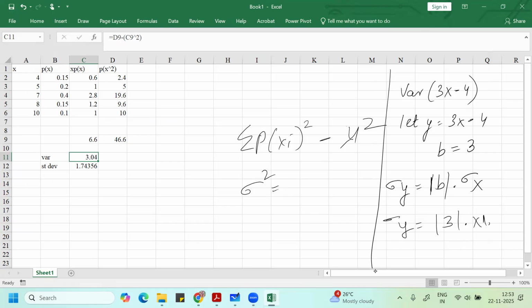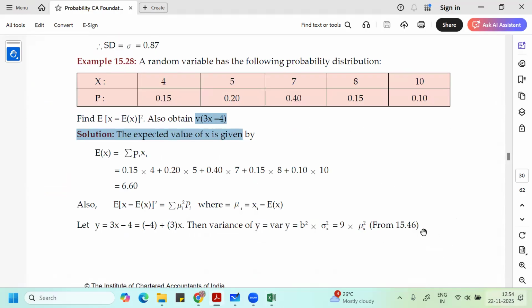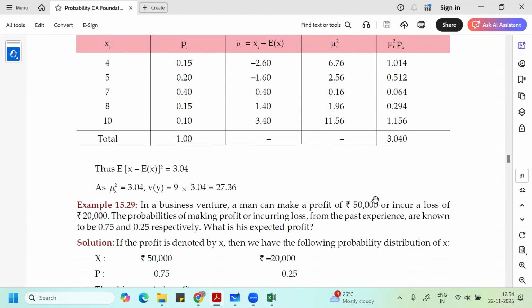Standard deviation of x is 1.7456. So the standard deviation of y would be 3 into 1.7456, which is 5.23. And the variance of y, the square of this, you get 27.36. Clear, everyone?